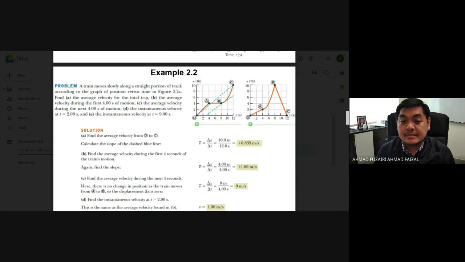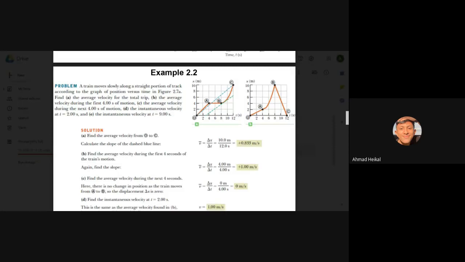Kalau nak kira the slope of the tangent tu, nanti dia akan bagi grade ke? Grade macam mana? Kan graph tu kan, kan dia plot ikut grade. Nanti dia akan bagi grade kan kalau nak kira the slope of the tangent?